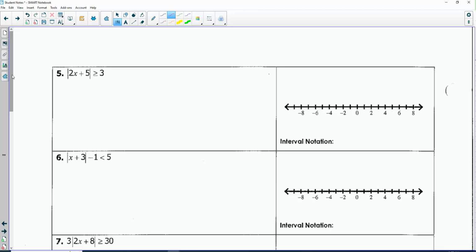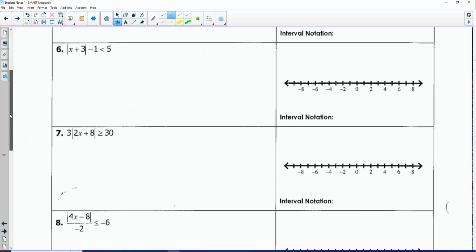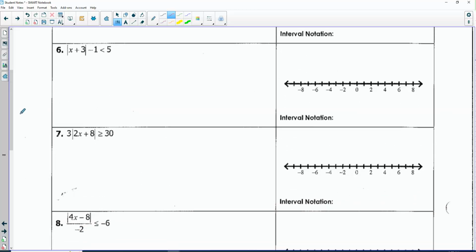to number 6. This one is different. When I look at it, on the side with the absolute value, don't I have a number outside my absolute value? Yeah. So the first thing I have to do is get rid of that. So I'm going to add 1 to each side. So then I would have the absolute value of x plus 3 is less than 6.